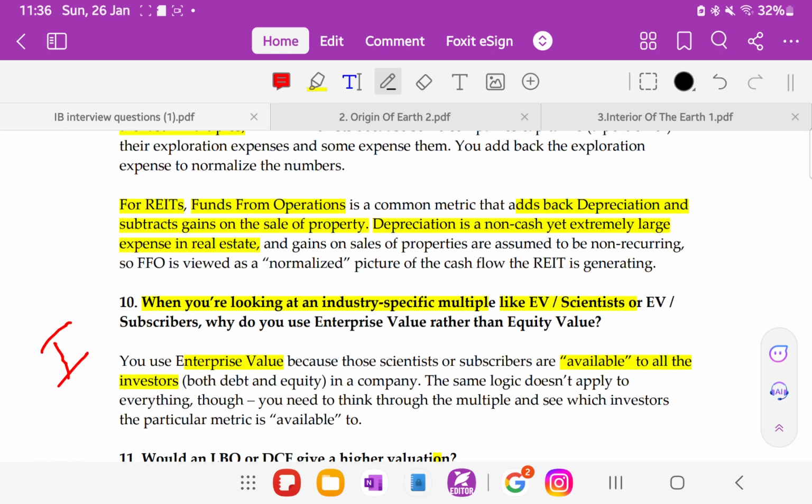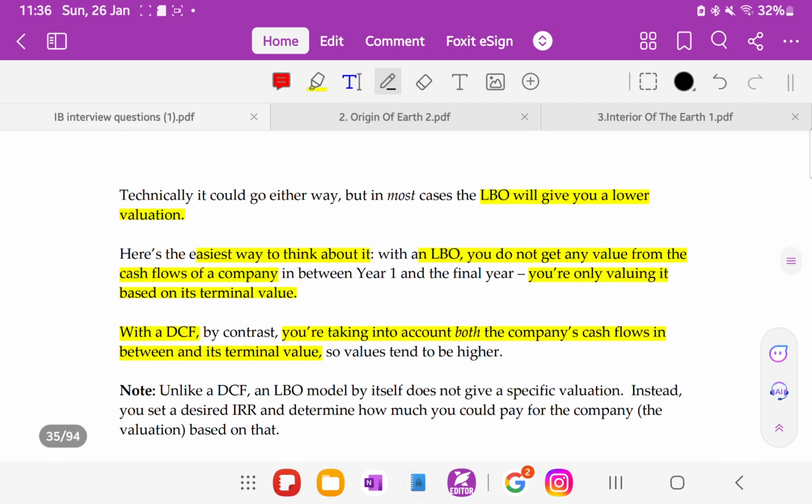And which gives a higher valuation, the LBO or the DCF? Technically it could go either way, but in most cases the LBO gives a lower valuation. Here's the easiest way to think about it: with an LBO, you do not get any valuation from the cash flow of the company between year one and the final year, so you are always valuing it based on terminal value. With the DCF, by contrast, you are taking into account both the company's cash flows and its terminal value, so the value tends to be higher. And unlike the DCF, the LBO doesn't give a specific valuation. Instead, you set the desired IRR, which determines how much you can pay for the company.